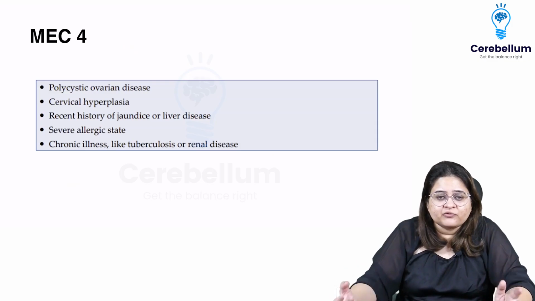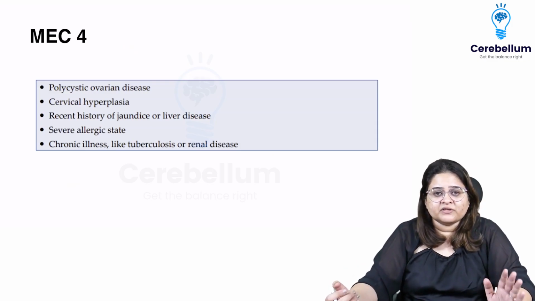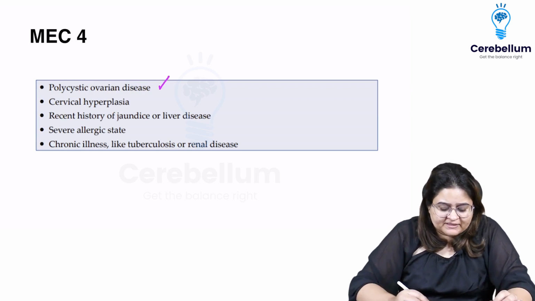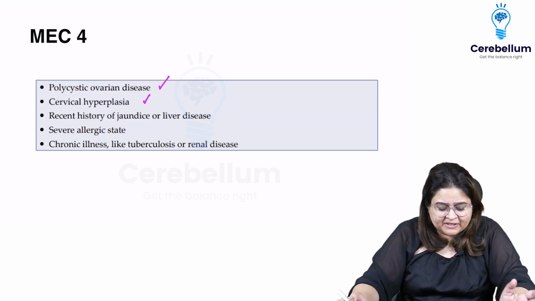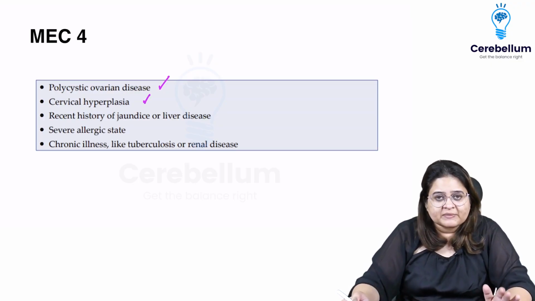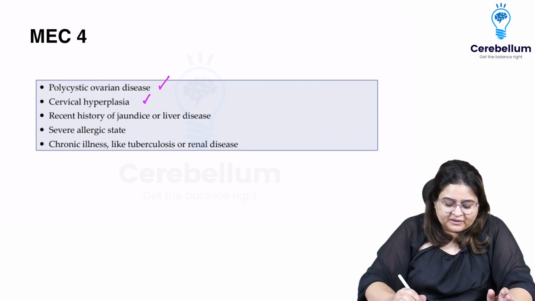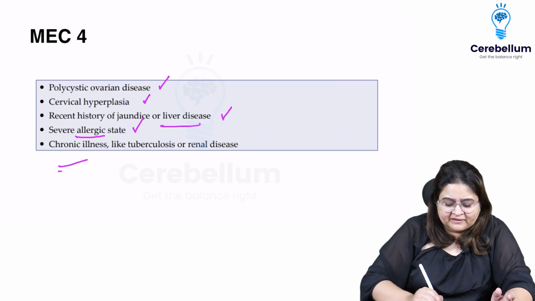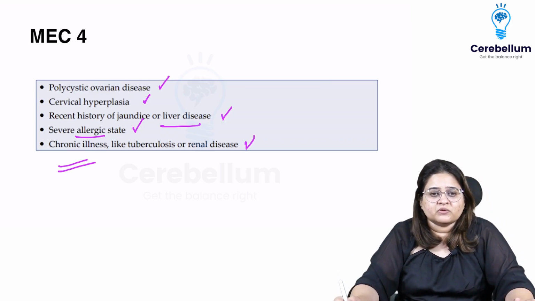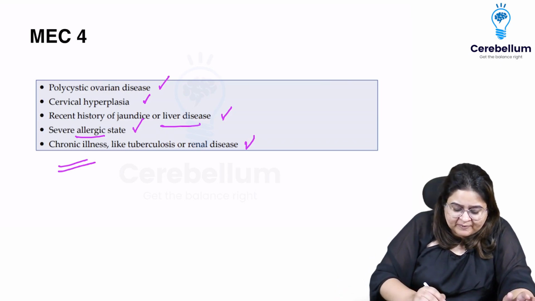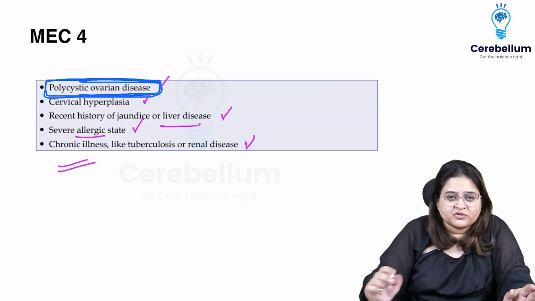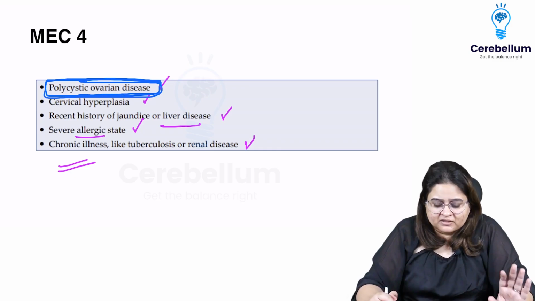What are the MEC 4 conditions for Centroman? This is again from the Government of India document. It is contraindicated in polycystic ovarian disease and in cervical hyperplasia. By cervical hyperplasia, I think they mean cervical intraepithelial neoplasia, that is CIN, or cervical cancer. Then liver disease, it is contraindicated. Any allergy, it is contraindicated. And chronic illnesses like renal disease or tuberculosis, it is contraindicated. But remember PCOS, it is contraindicated. That's a very important contraindication you should remember for Centroman.